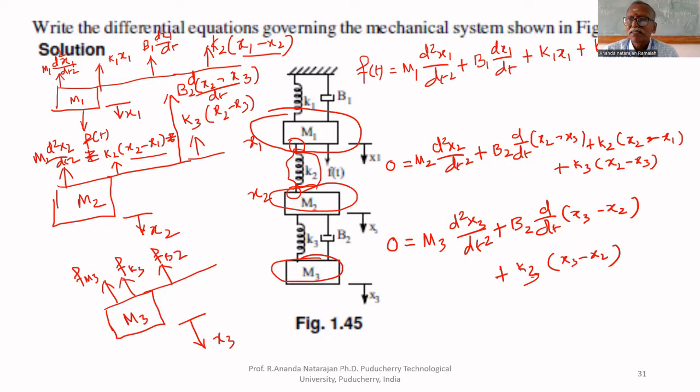As far as mechanical system is concerned, number of equations equal to number of masses. M1, M2, M3, three masses are there. Therefore, three equations. So these three differential equations together represent the given mechanical system. As far as this question is considered, what is the question? Write differential equations governing the mechanical system. That's all. So answer is over.